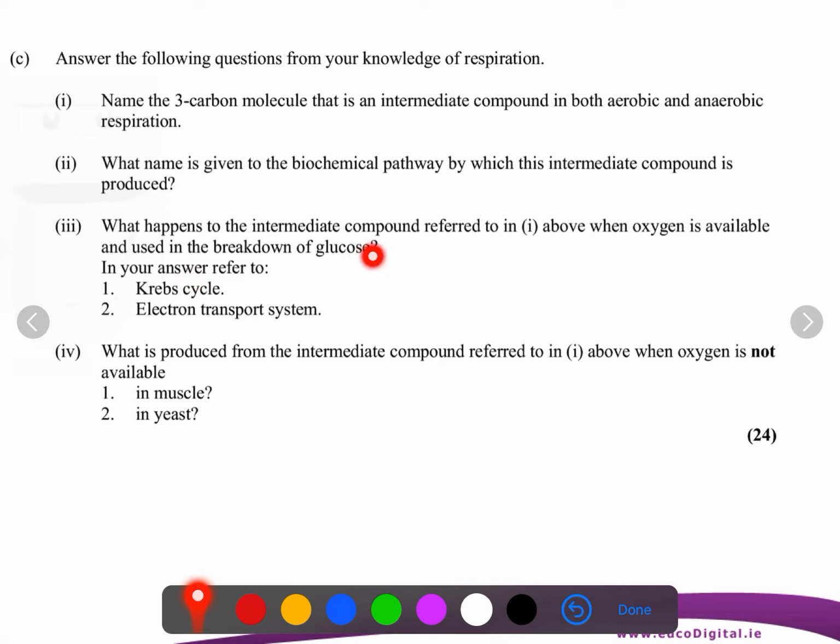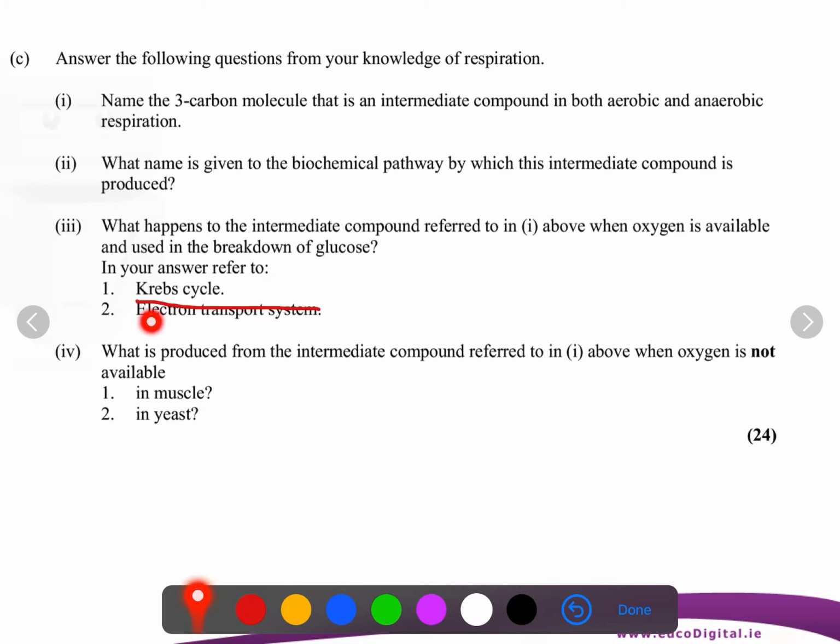Now this one is detailed, which hopefully we'll understand by the end of today. What happens to the intermediate compound referred to in 1 above? So pyruvate, when oxygen is available and is used in the breakdown of glucose, then we need to talk about the Krebs cycle and electron transport system. We're not going to talk about that. We're going to focus on the Krebs cycle today.